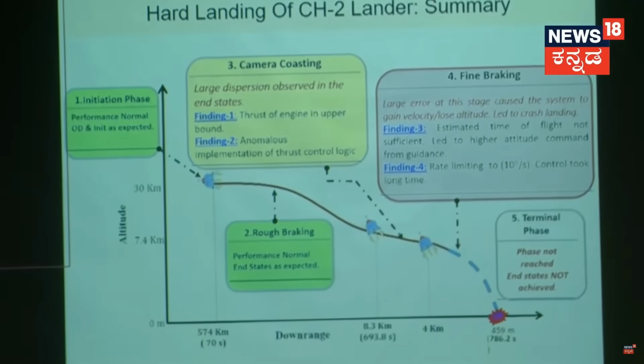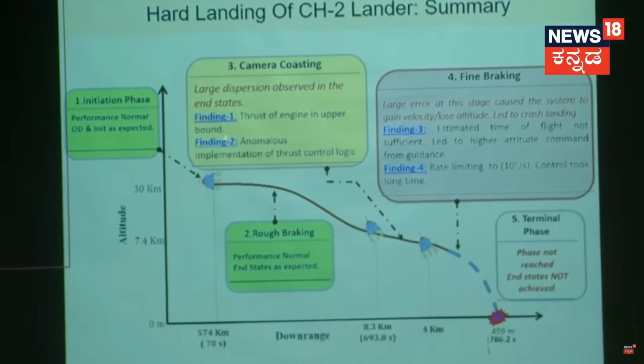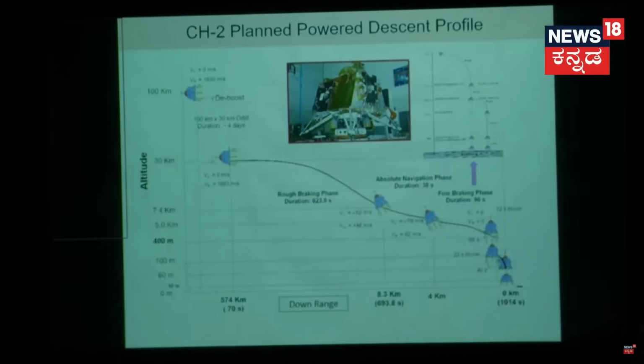So what happens is we go back to the start of the descent, and the spacecraft begins its deorbit burn. This is called the rough braking phase, and it uses maximum thrust because it's just trying to get down and slow down as much as possible.